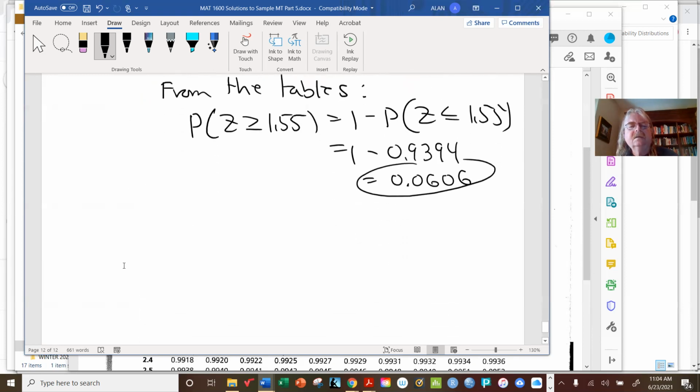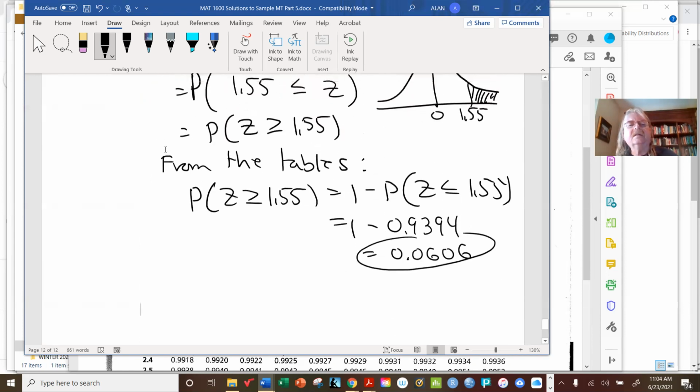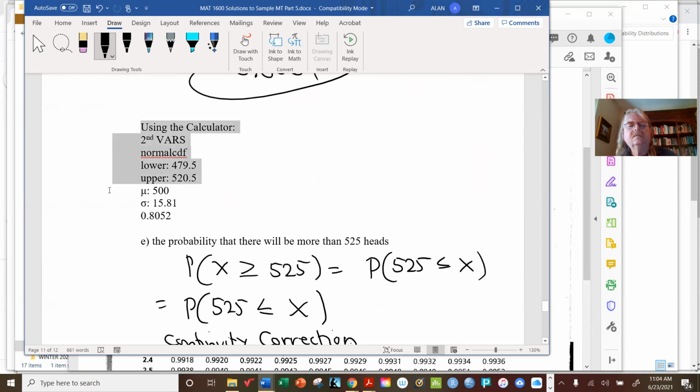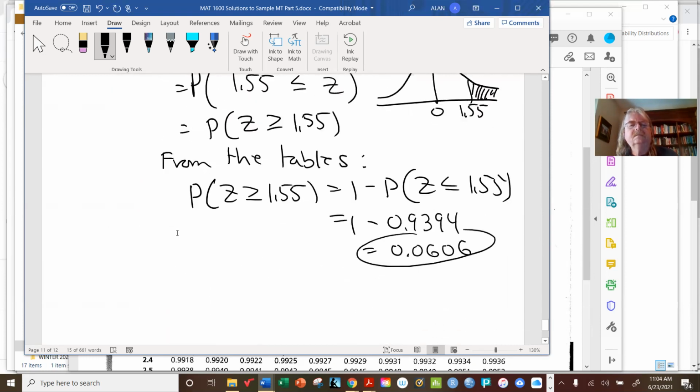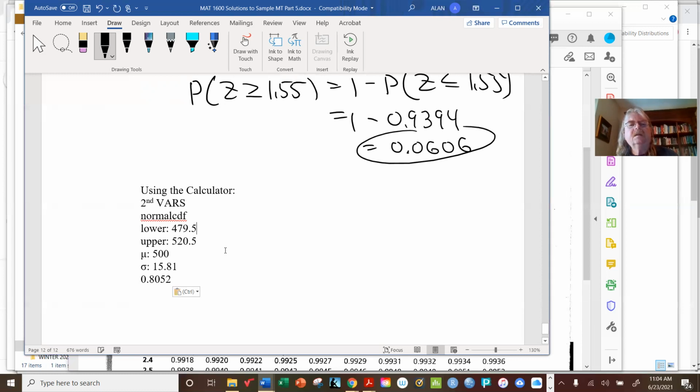Now, with the calculator, going back to the beginning, the lower limit we saw was 524.5. The upper limit is positive infinity. And so let's see what that gives us. And you can expect a little bit of a rounding difference. 0.0606. Oh, what do you know? It's exactly the same. Doesn't always work out that way.